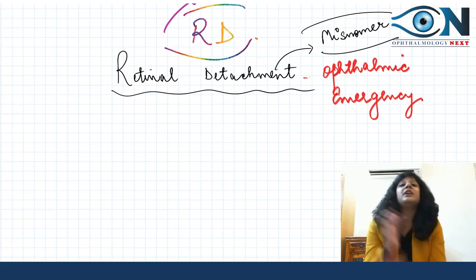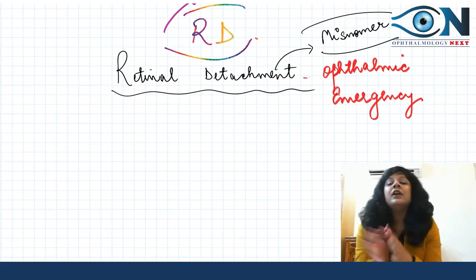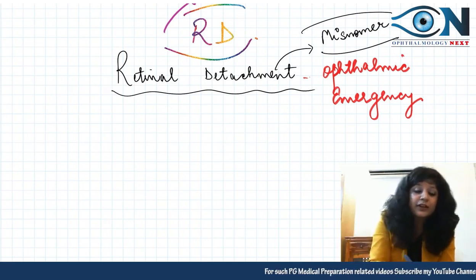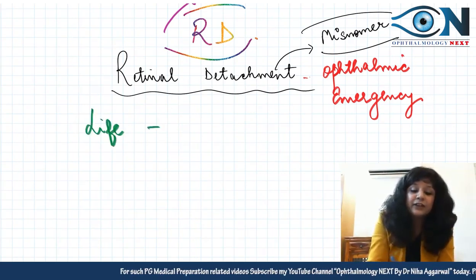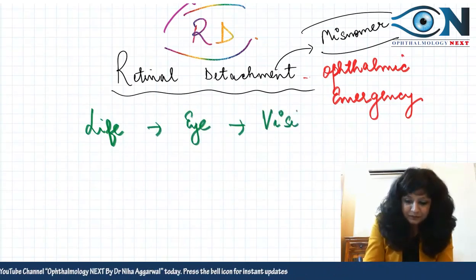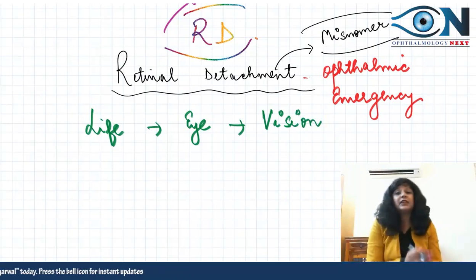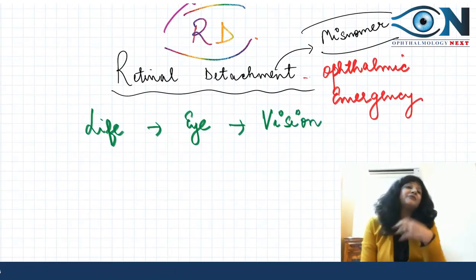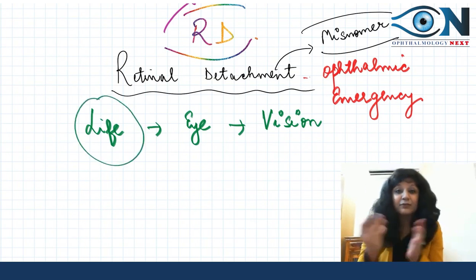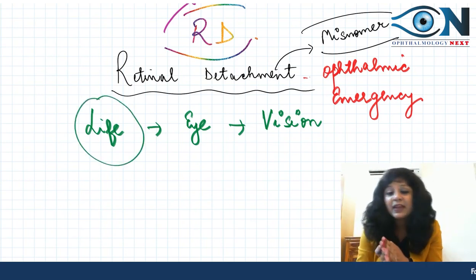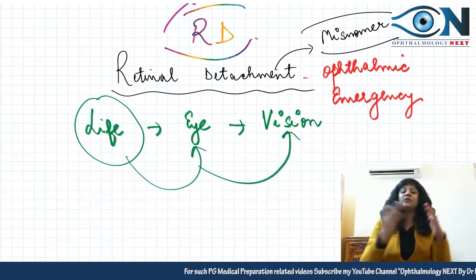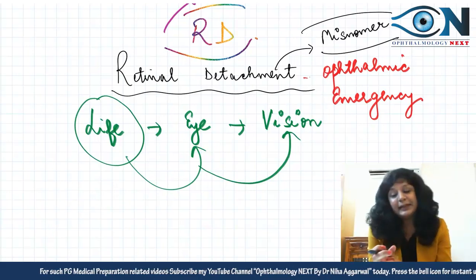Then what should be your order of priority? Whenever there is urgency, whenever there is an emergency, always follow the order. First save the life, then save the eye, and then come to the vision. This is our priority list. A physician may be happy just by saving the life, but we as ophthalmologists are not happy until we save the eye, and especially the vision. So you have to work many-fold here.